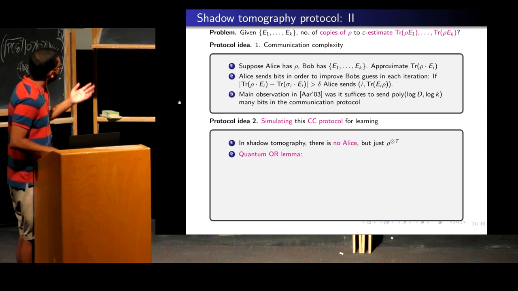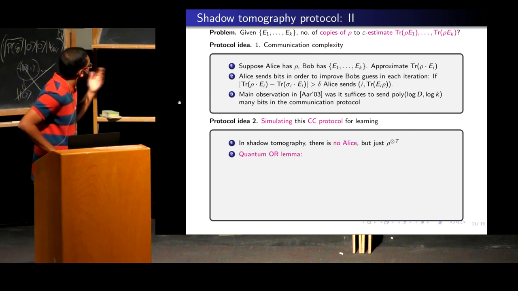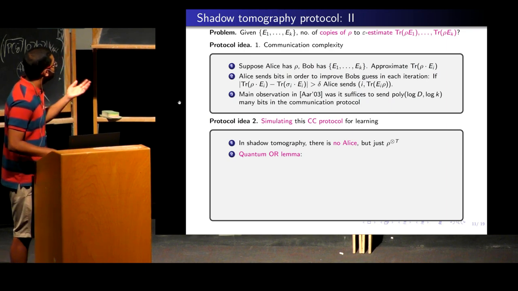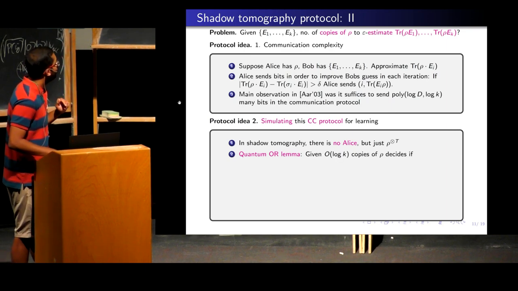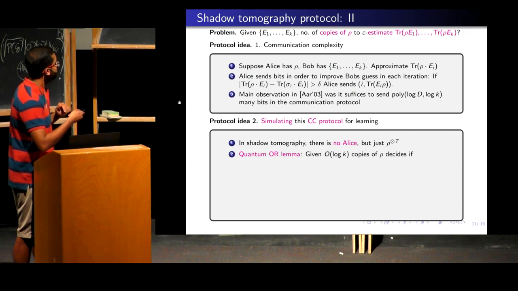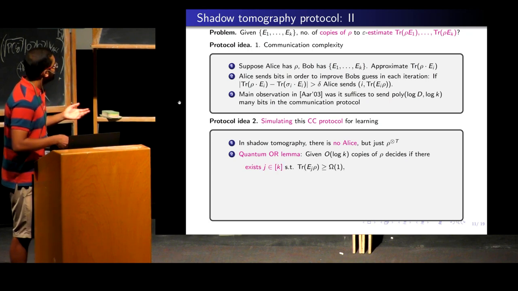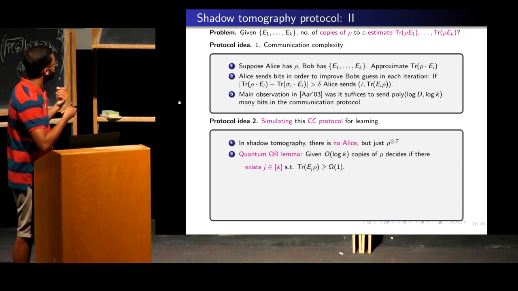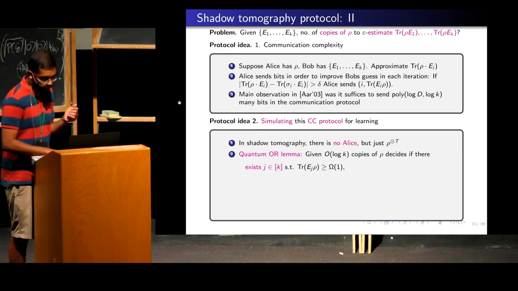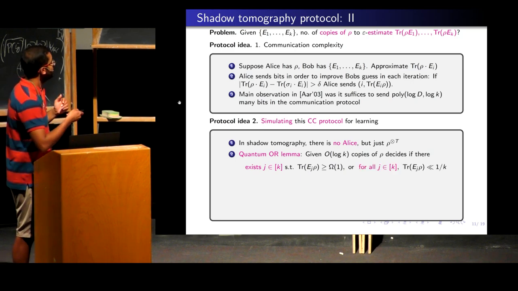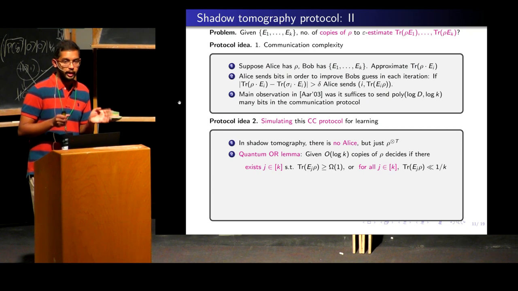So there are two lemmas that Aaronson observed on top of this communication protocol. The first observation is this quantum OR lemma that says that if I give you log K copies of an unknown quantum state rho, I can decide if there exists a j for which trace of Ej times rho is large, or for all j, trace of Ej times rho is very much smaller than 1 over k.